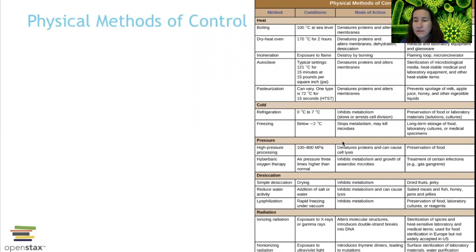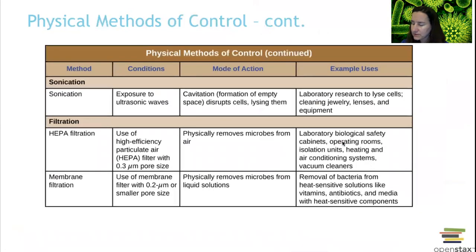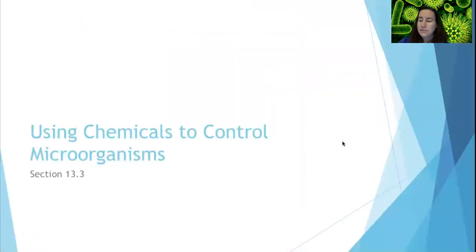These tables are great to have all of the information in one place. I'm not going to read it to you because we just went through all of this stuff, all the different ways using fire or cold, pressure, drying it out, radiation. I was like, where's sonication and filtration? There it is. Sonication and filtration. That's all the stuff for physical methods of control.